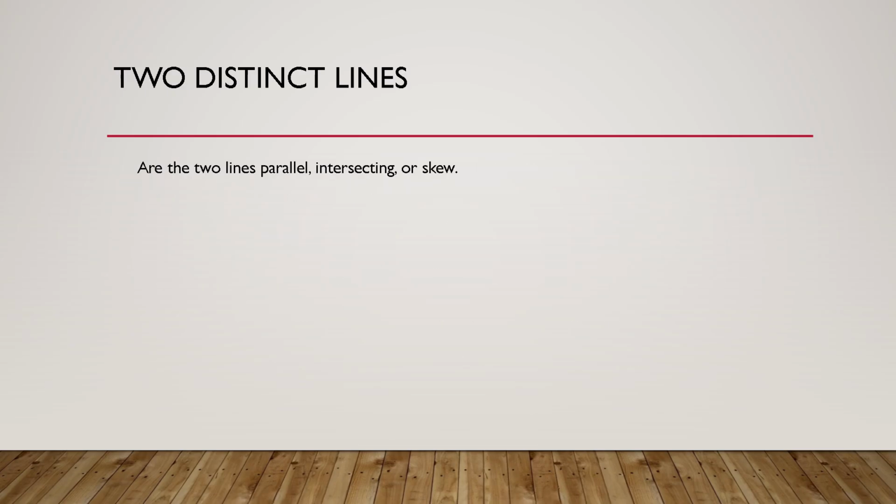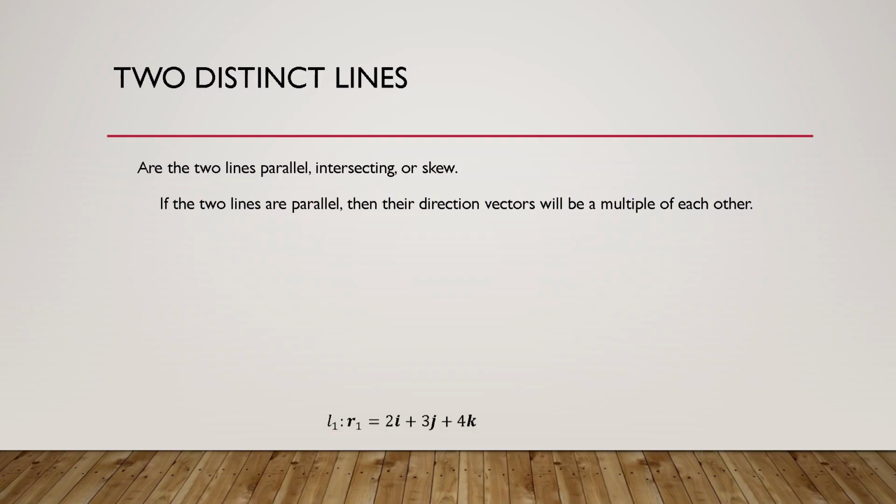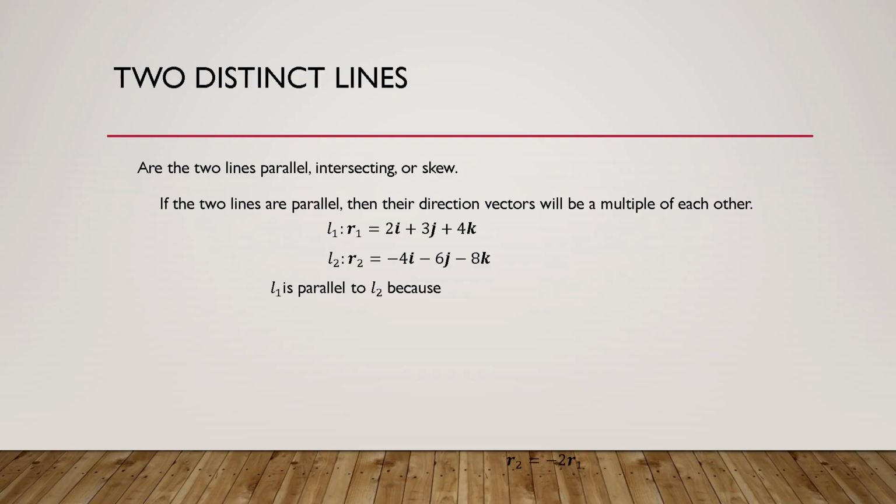Are two lines parallel, intersecting, or skew? If two lines are parallel, then their direction vectors will be a multiple of each other. For example, if line L1 is described by the vector r sub 1 equals 2i plus 3j plus 4k, and L2 is described by the vector r sub 2 equals negative 4i minus 6j minus 8k, these two lines, L1 and L2, are parallel because r sub 2 equals negative 2 times r sub 1.